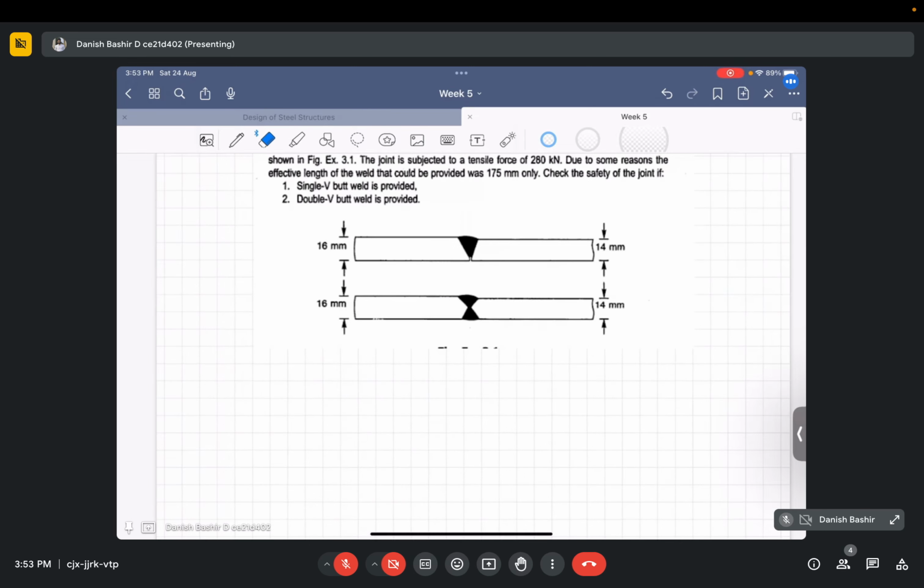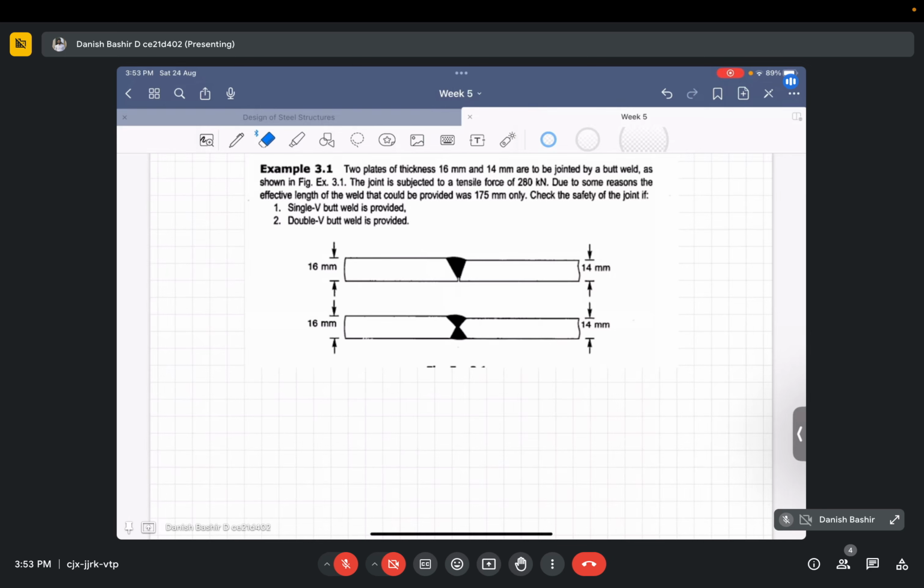Two plates of thickness 16 mm and 14 mm are to be joined by a butt weld. In the figure you can see the two plates. The joint is subjected to a tensile force of 280 kilonewton. Due to some reasons, the effective length of the weld that could be provided was 175 mm only, because of fabrication constraints. We have to check the safety of this joint, whether it will transmit 280 kilonewton safely or not.